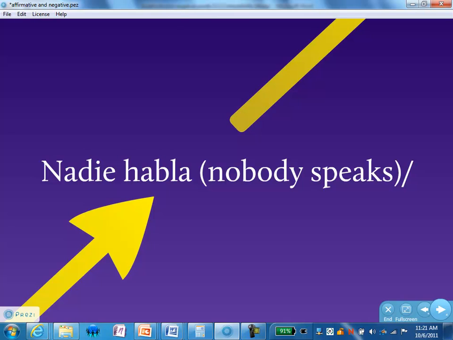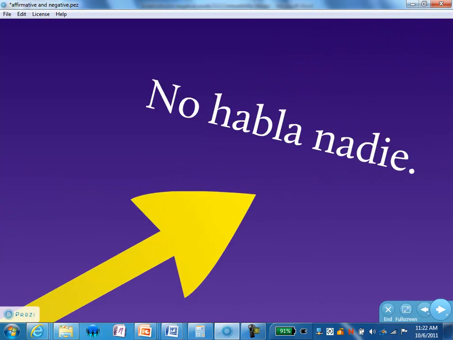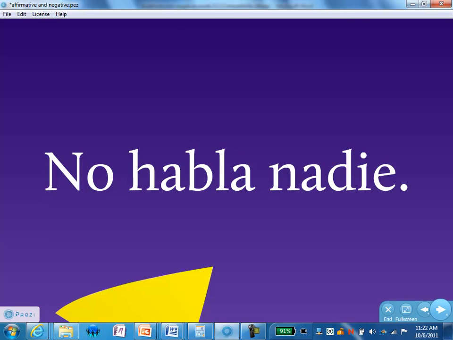An important thing to note here is in all of these negative statements, you will find the negative word before the verb. Another way to say this statement, however, is no habla nadie. It still means that nobody speaks, but I have my negative no before the habla and I've moved nadie after the verb. So here's a rule that you must remember, and you may want to write this down. A negative statement must have at least one negative word before the verb.